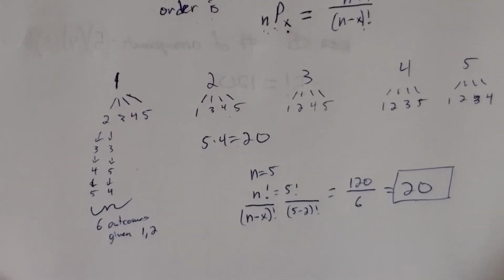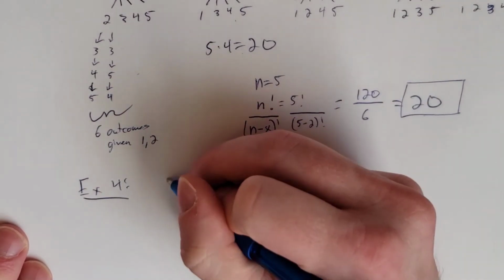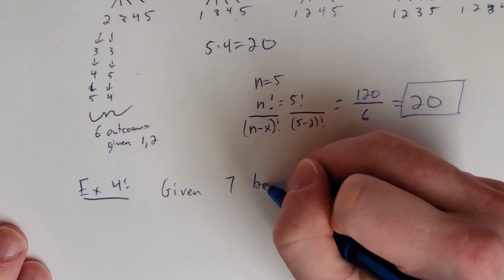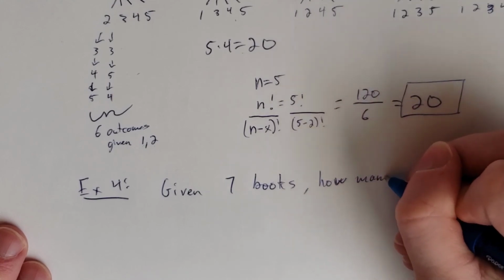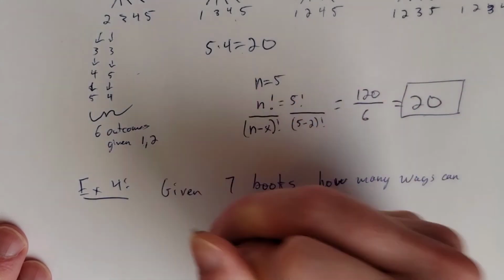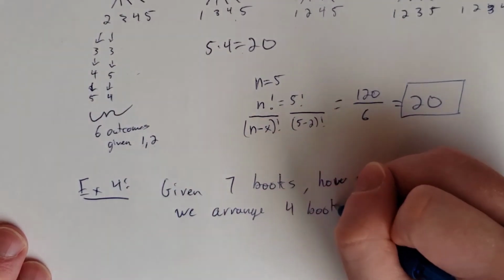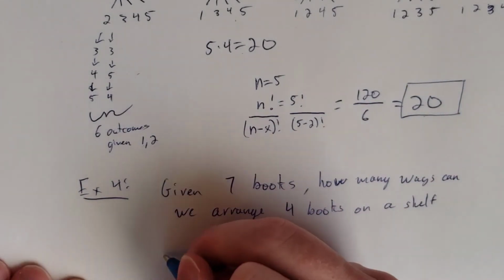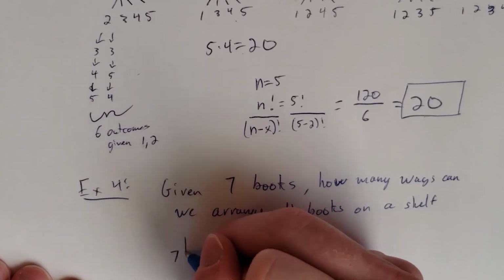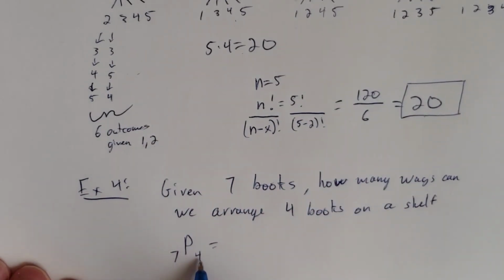So let's go ahead and work this out using a different example. So let's do example 4. Let's say that we're given 7 books. How many ways can we arrange 4 books on a shelf? Well, to do this, this is the number 7P4, as in the number of permutations choosing 4 objects out of 7 objects.